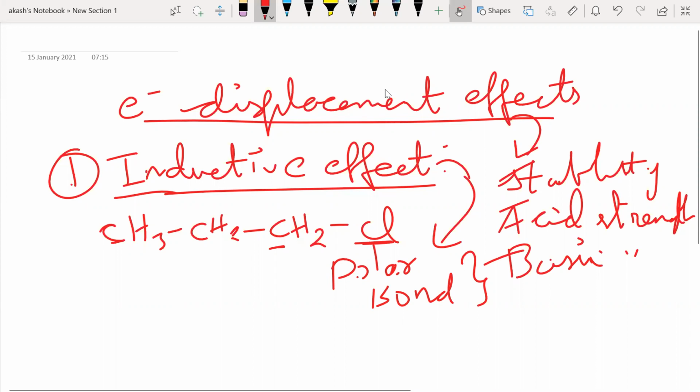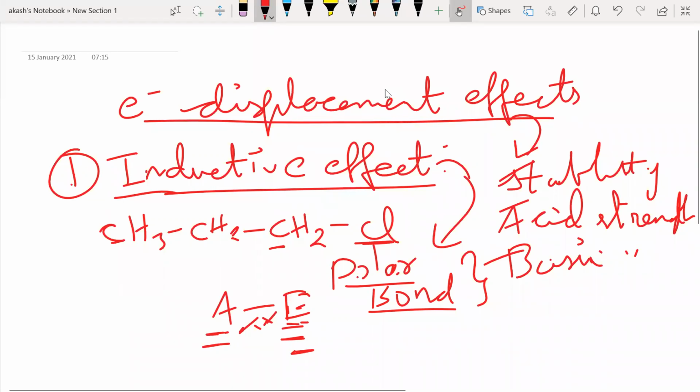So whenever you want a polar bond, I should have a high electronegativity difference between the bonding atoms. Say if I have a bond like AB, when do you consider that this bond can be polar? If there is sufficient electronegativity difference between A and B, that is what is called a polar bond. If both have equal electronegativities, the shared electron pair will be exactly at the center of the two nuclei.